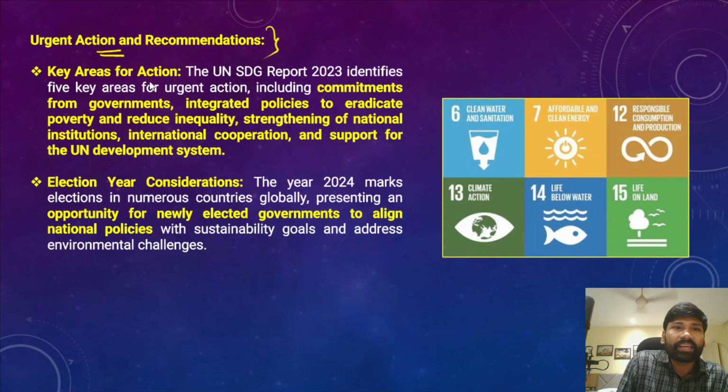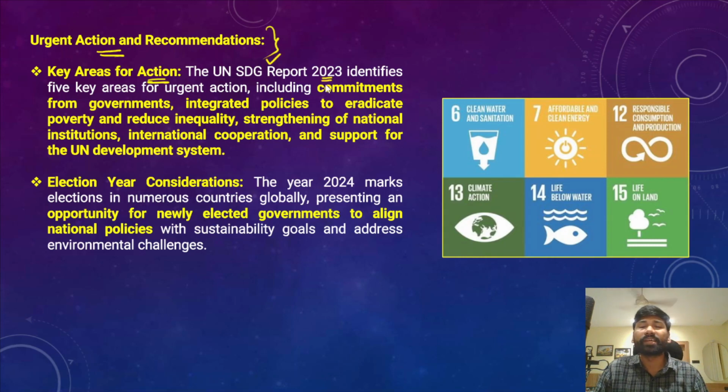There are certain key areas for action. The UN Sustainable Development Goals Report 2023 has identified certain areas, and we must focus on those areas for urgent action. They include commitments from the government side, because the political will and commitment from the government is very, very important to achieve all the Sustainable Development Goals. If there is no political support or political will from the governments, it is very difficult to achieve these Sustainable Development Goals.